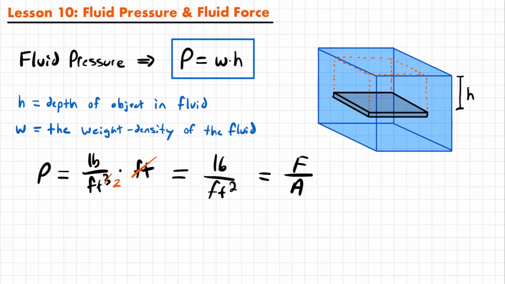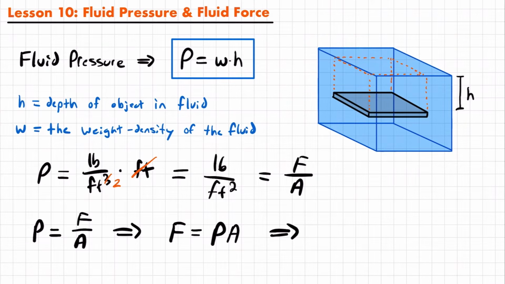The pressure is equal to force divided by area. If I rewrite that here, the pressure is equal to force divided by area. If we multiply both sides by the area, then we can solve for the fluid force. We will have that the fluid force is equal to the pressure times the area. And then if you wanted to, you could replace the pressure with the weight density times the depth of the object in the fluid. So you could say that the fluid force on an object is equal to the weight density times the depth times the area of that object or of that surface.